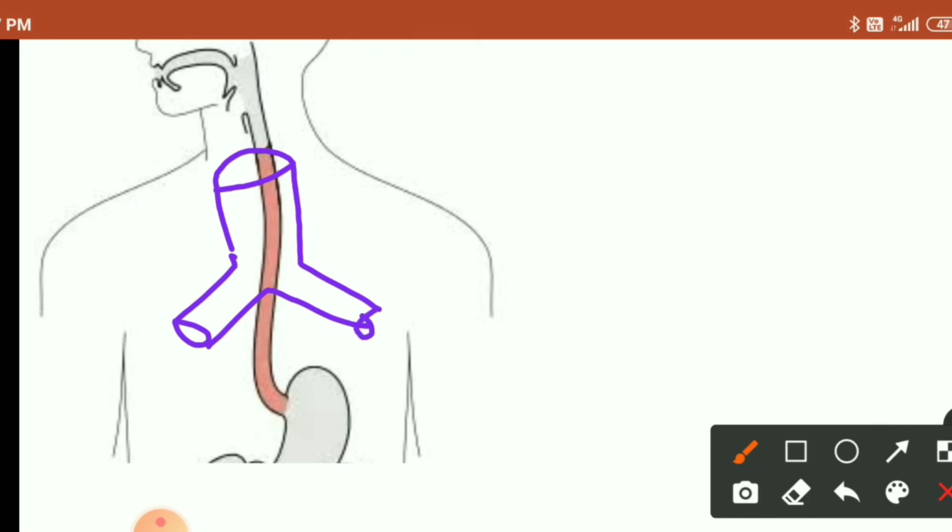What are the structures that are present posteriorly to esophagus? Yes, it is in the cervical part. Basically they are the vertebral column, and for the thoracic part we are having the descending thoracic aorta. Yes, we are having the descending thoracic aorta like this.